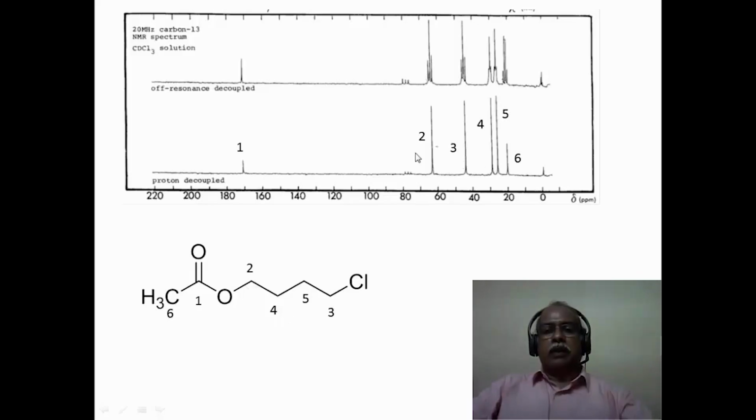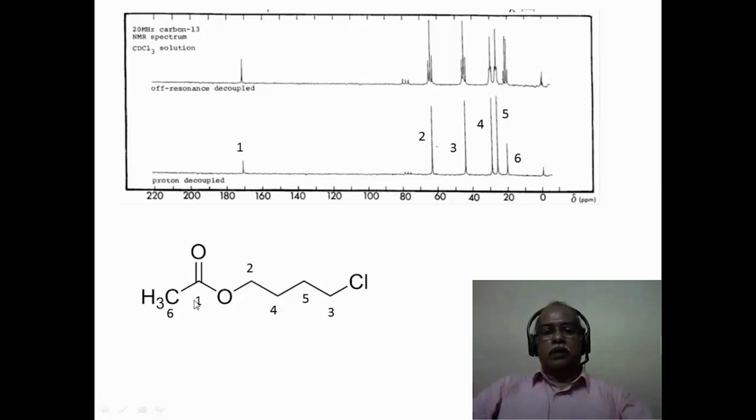which is very clearly seen. Then comes this one that is attached to the chlorine directly, that comes around 45 ppm or so, which is also a triplet. So number 2 and number 3 are taken care of in the spectrum, corresponding to an OCH2 and a CH2Cl in this particular case. Number 4 and 5 carbons come at a lower delta value because they are attached to only a carbon, not to an electronegative element. So they come in the region between 25 to 30.